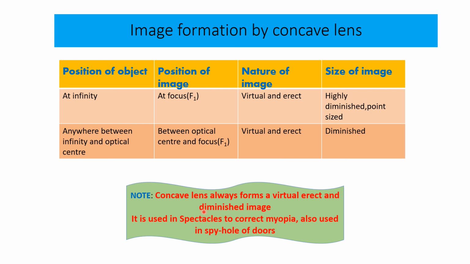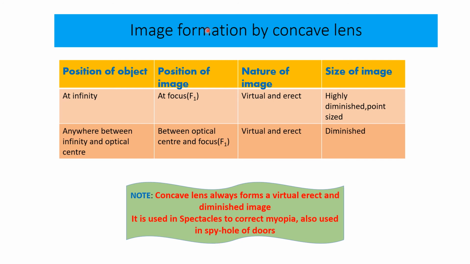What are the uses? It is used to correct myopia. Myopia again is a defect of vision which we are going to learn about in chapter 11. To correct this defect of vision, myopia, we use spectacles. In those spectacles we use concave lenses. For hypermetropia we use convex. For myopia we use concave. Also, you must have seen the spy holes of the door to see the visitor at our home, right? In the spy holes also we use lenses. The lenses used are concave.